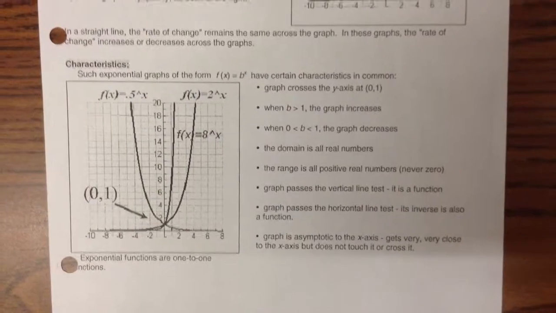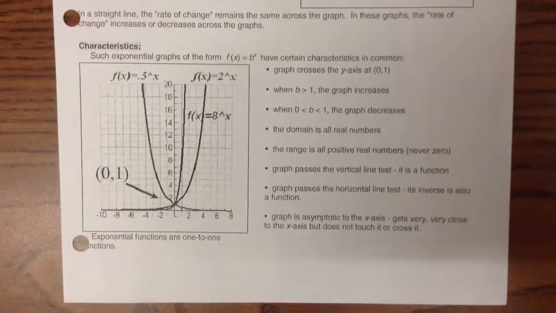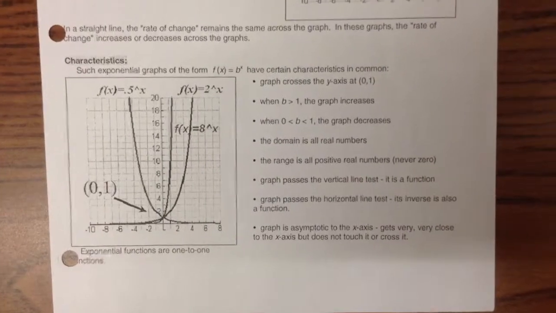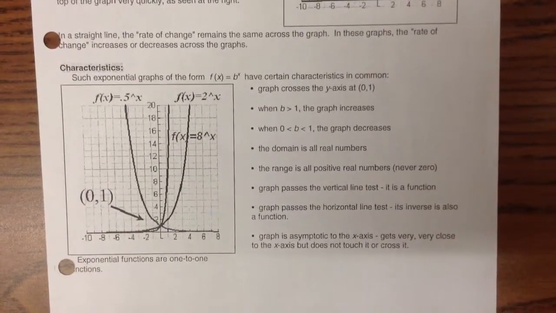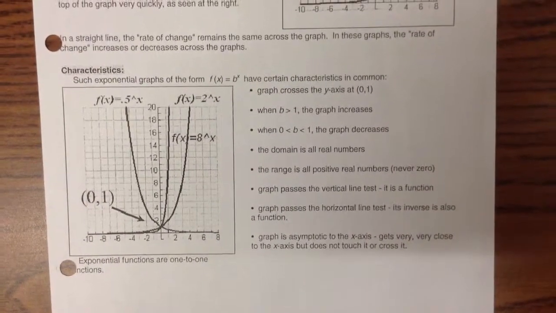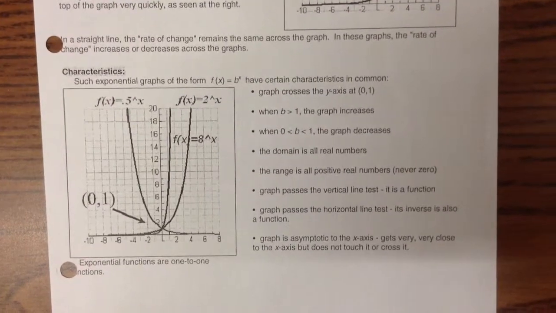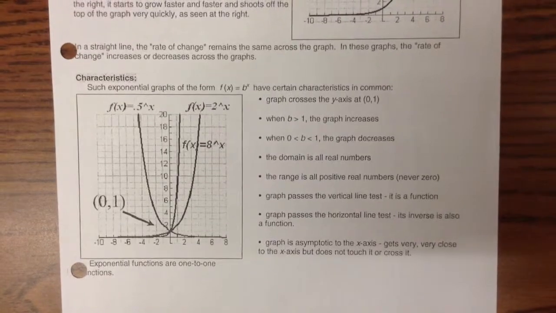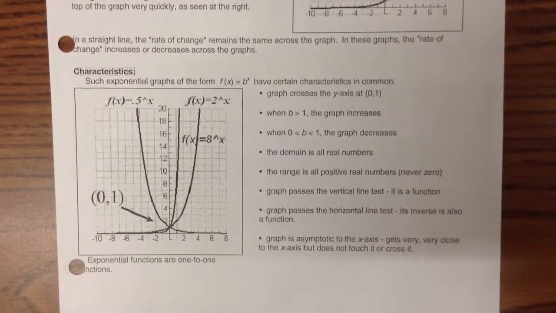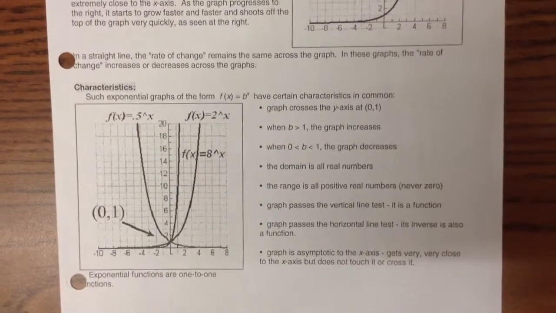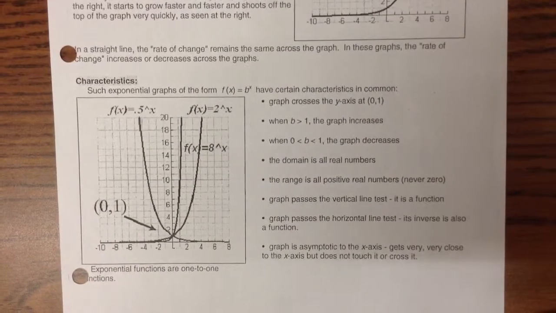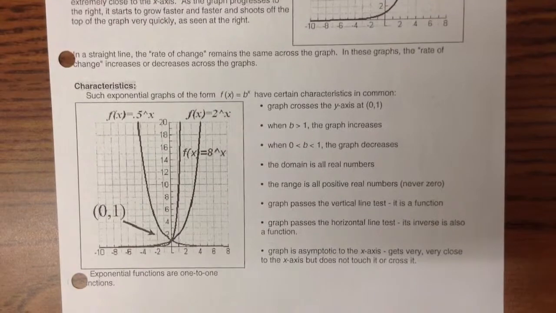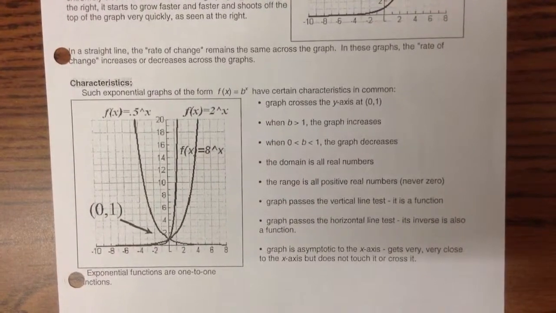The domain is all real numbers, so all x values are all real numbers. The range is all positive real numbers. It's never 0, it's never negative. The graph passes the vertical line test, so therefore it's a function, not just a relation, but a subsection called a function. We'll talk about that maybe at another time, but think of it more as a relation than a function. The graph passes the horizontal line test, so its inverse is also a function.